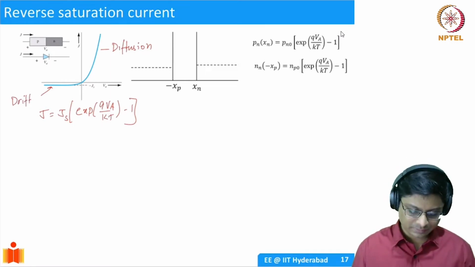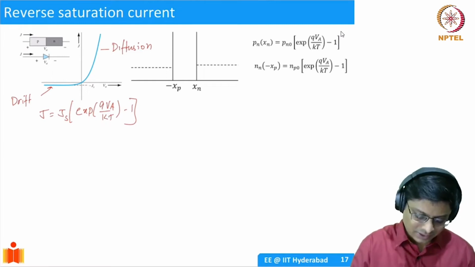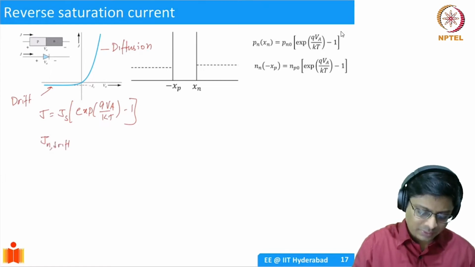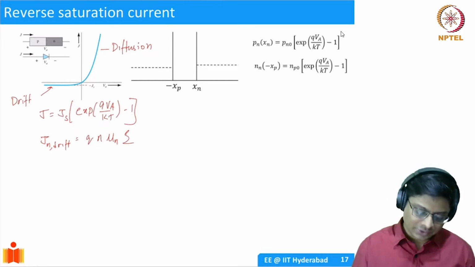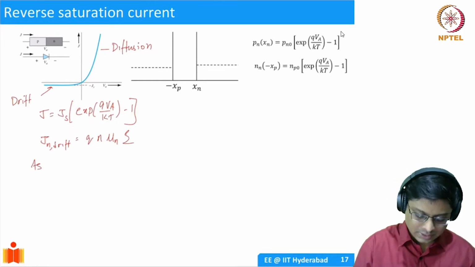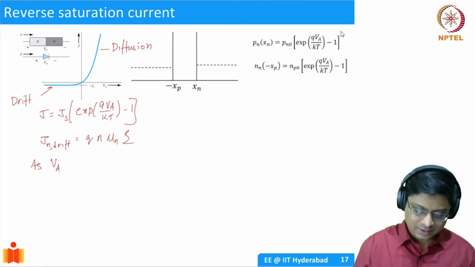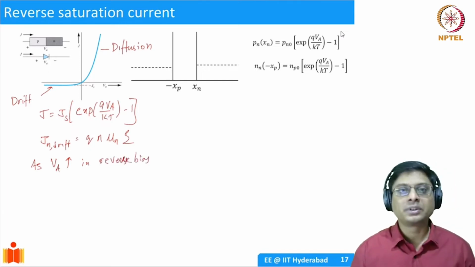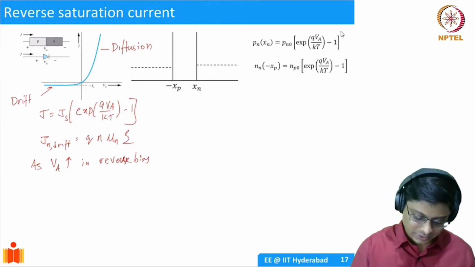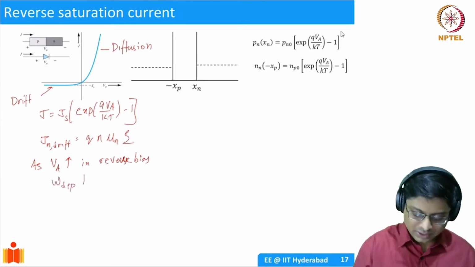When the drift current is present, the drift current expression, if you just take electrons, is Jn drift equal to q n mu n times electric field, right? And as you apply electric field, as VA is increased in reverse bias, what do we expect? The depletion width is going to increase, right? W depletion is going to increase.